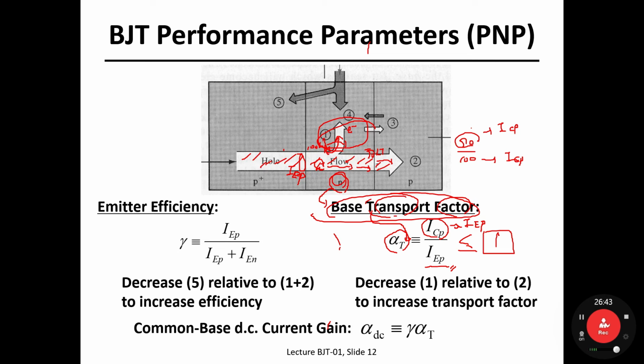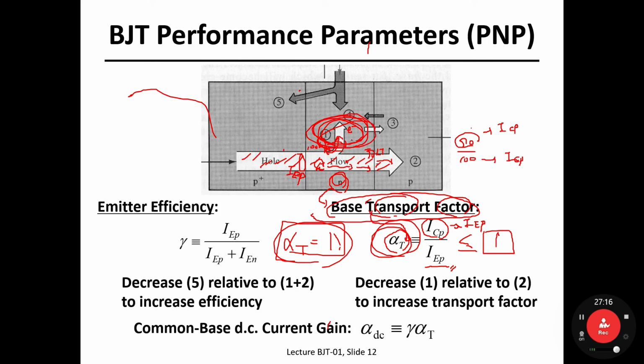Then the question is how to achieve the maximum value of base transport factor. How to get the value of base transport factor, I mean the alpha sub t. Alpha sub t, you would like to make alpha sub t 1. What is the device design guideline for this? How to do that?